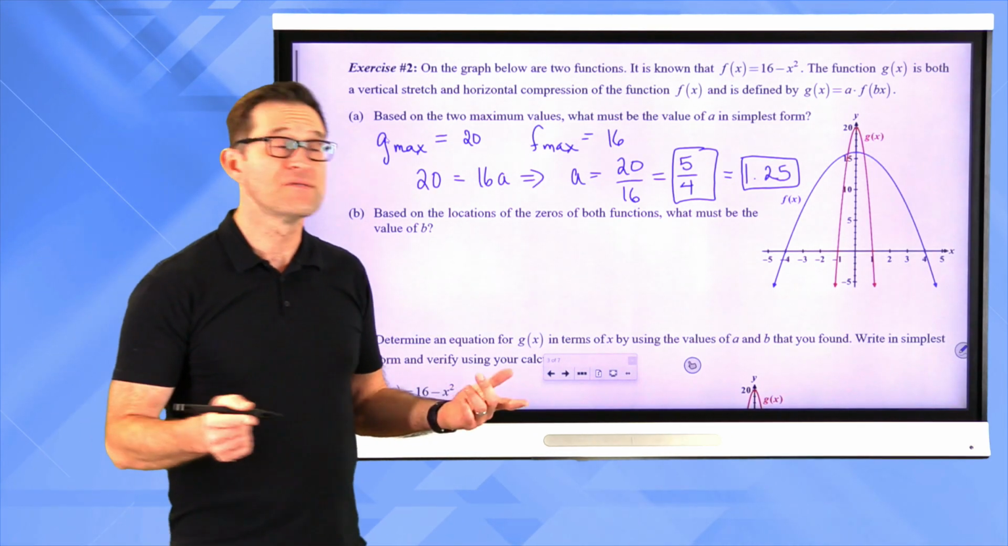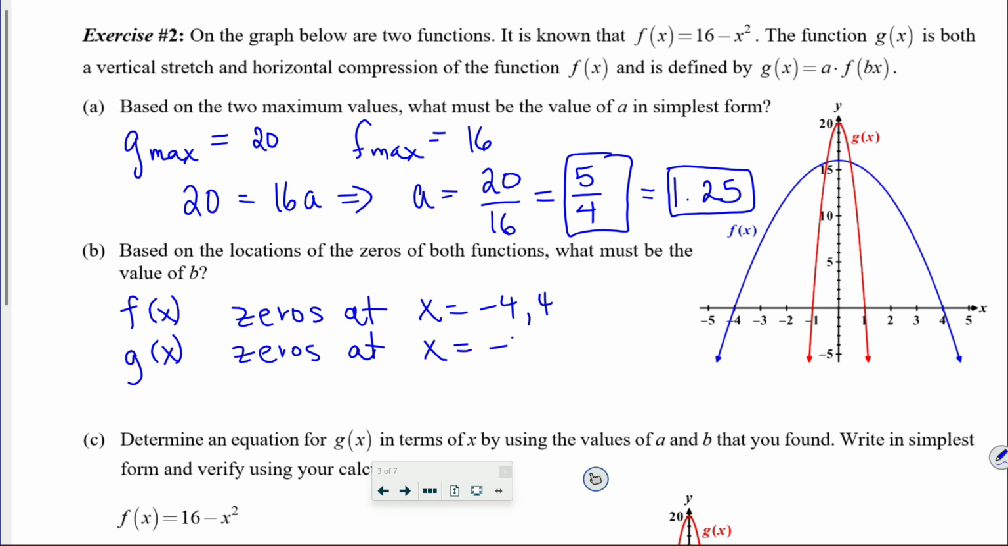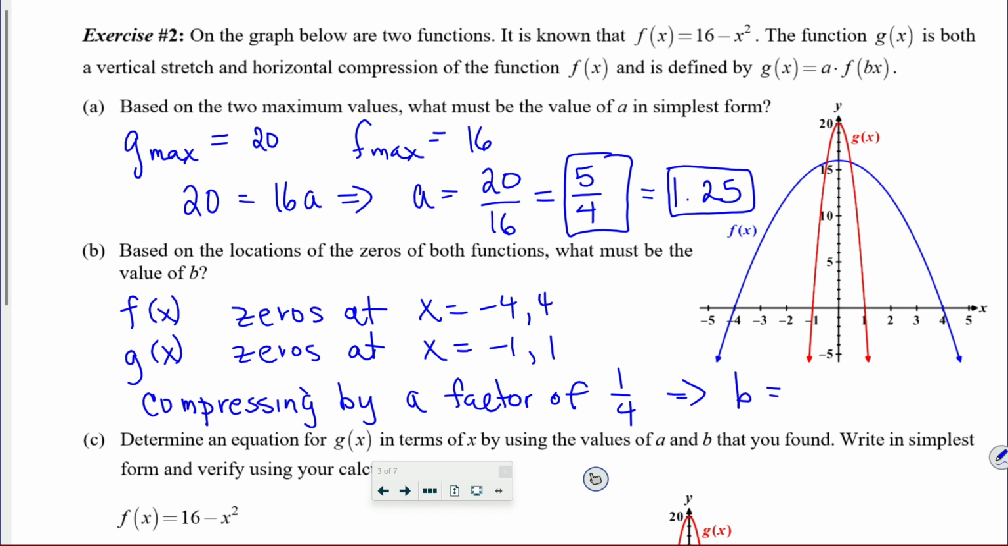All right, well, we have zeros originally, so think about this. We've got f of x has zeros at x equals negative 4 and positive 4. G of x has zeros at x equals negative 1 and positive 1. So we're compressing by a factor of 1/4, but that means, and this is where it's tricky, b is actually equal to 4, right?